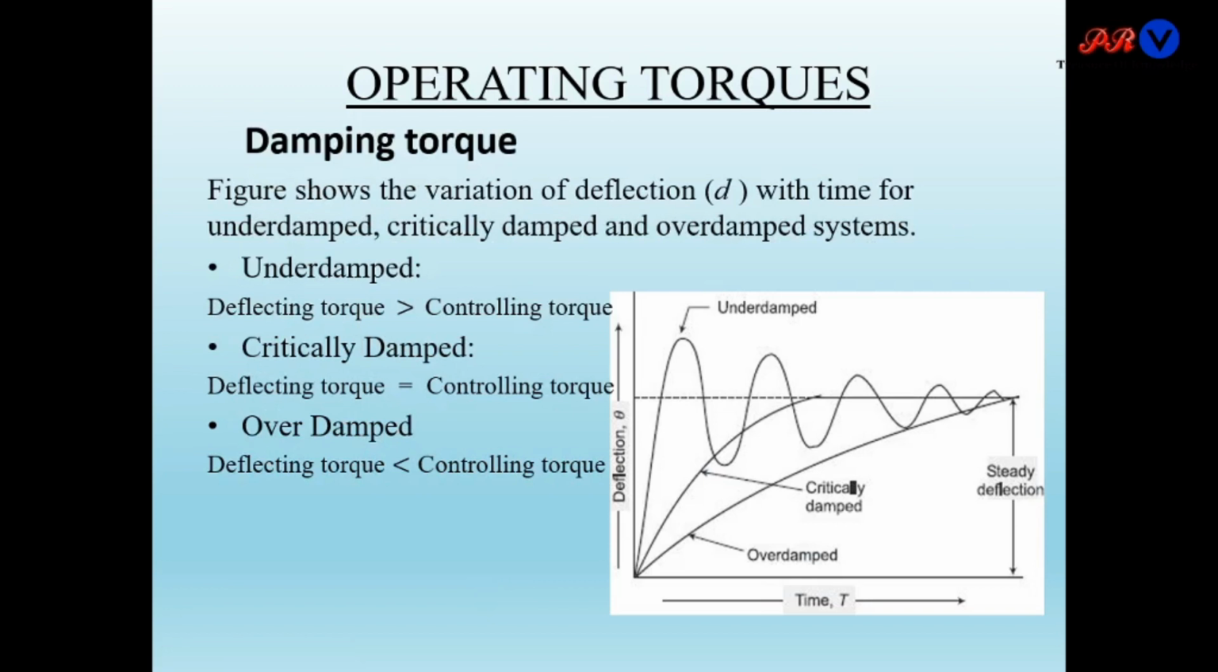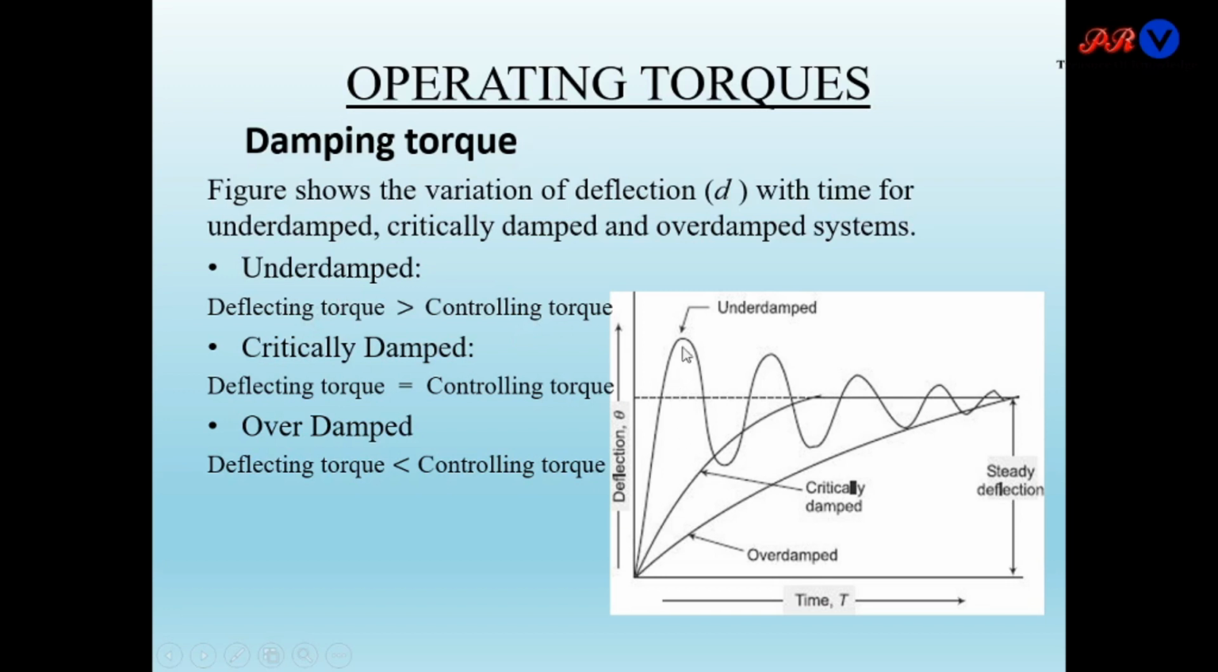Now damping torque can be underdamped. Our measuring system can be underdamped, critically damped, or overdamped depending upon the torque values. The figure shows the underdamped system, critically damped system, and overdamped system. So what is an underdamped system? If deflecting torque is greater than controlling torque. Underdamped means deflecting torque is greater than controlling torque.